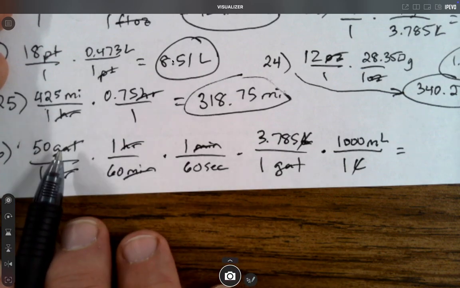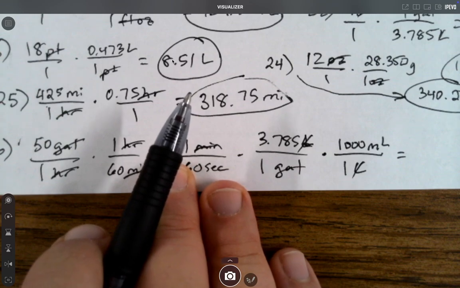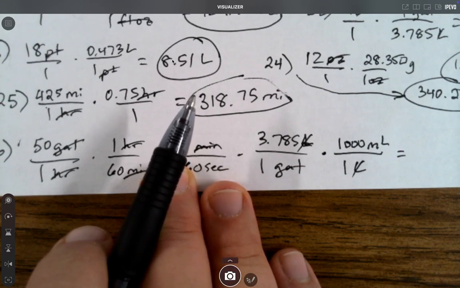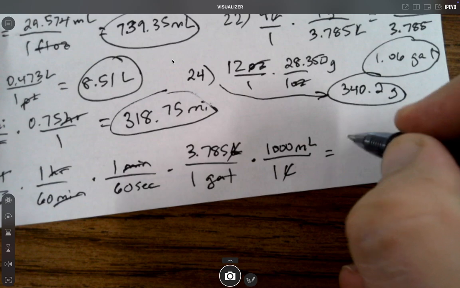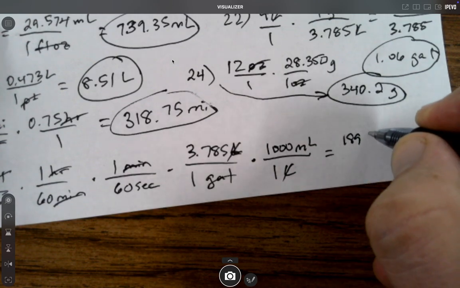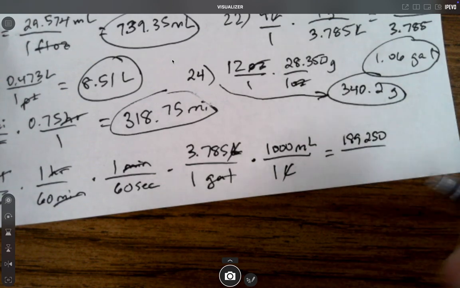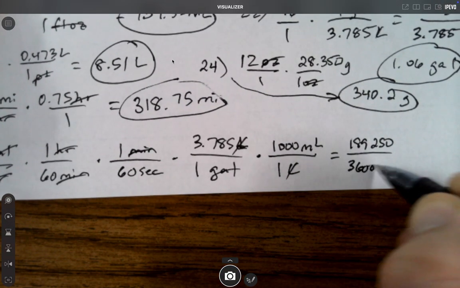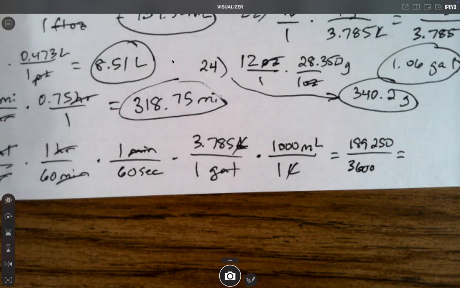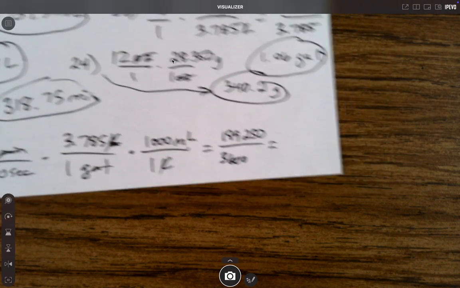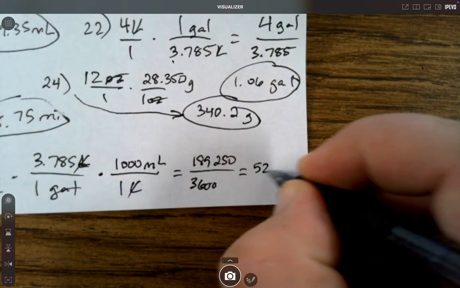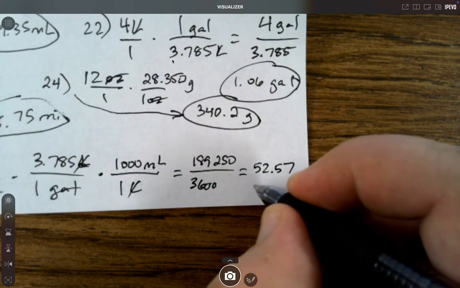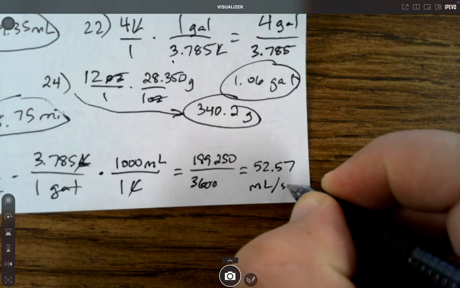So we multiply 50 times 3.785 times 1,000 to get the top number. That's 189,250. On the bottom, we do 60 times 60. That gives us 3,600. So our final answer, we'll divide those two numbers, and we'll get 52.57 milliliters per second.